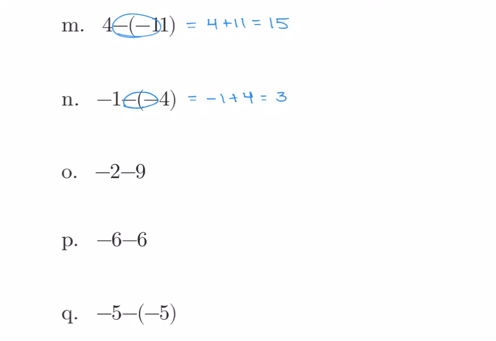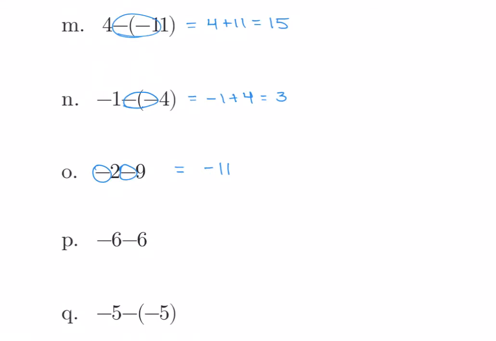Okay, negative 2 minus 9. We don't have a minus and negative here, so we want to remember that these are same signs. Negative 2 and negative 9 combine to negative 11. We're going to add and keep the sign.